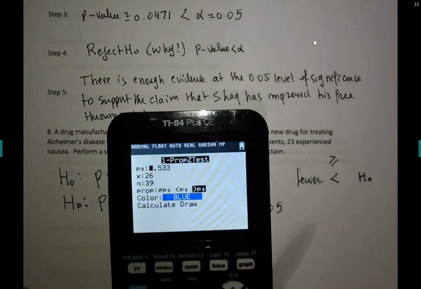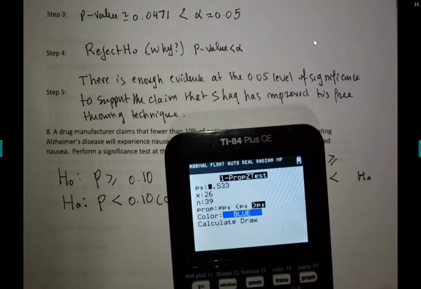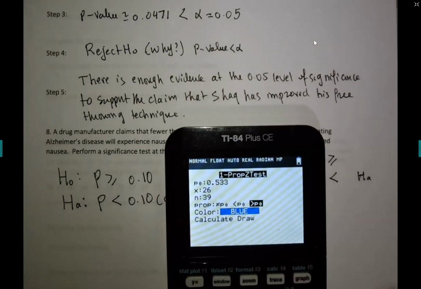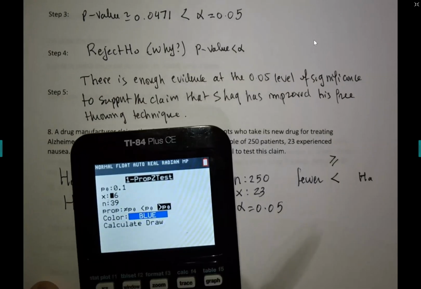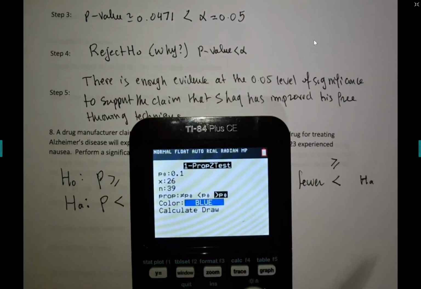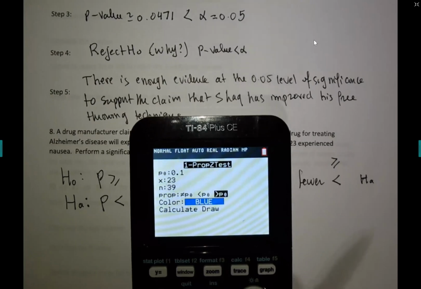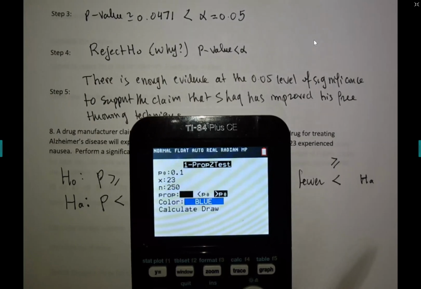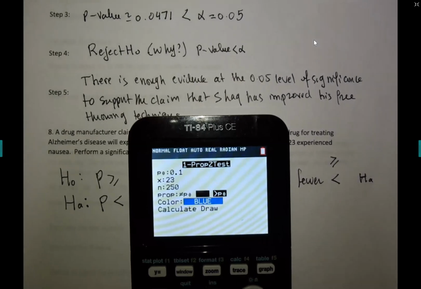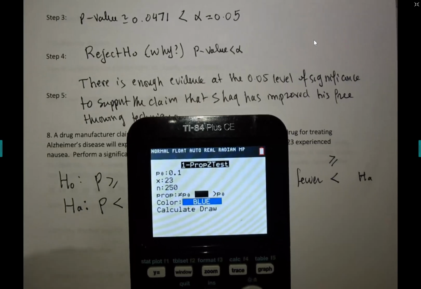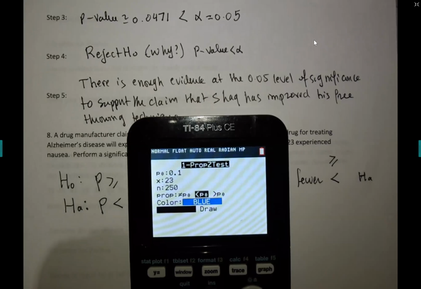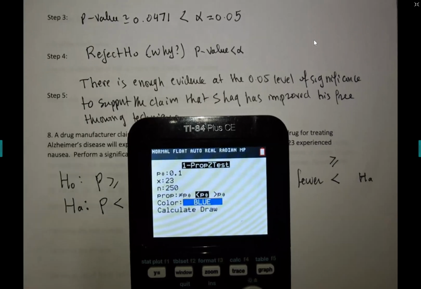All right. Okay, what do I need to put here? 10%, watch. X is 23. Then 250. And we need less than. Don't forget, if you don't change it, you're going to get a wrong p-value. You must change this. Watch, I'm going to press enter now, guys. And hit calculate. Or draw if you like. Let's do a draw.